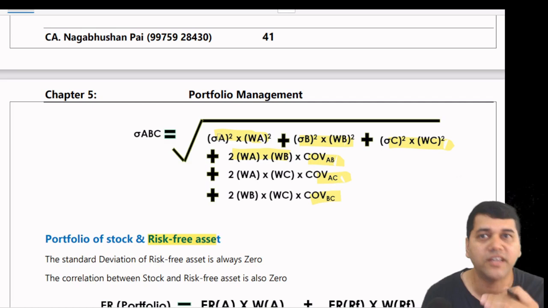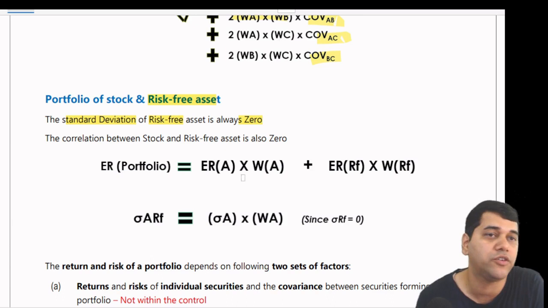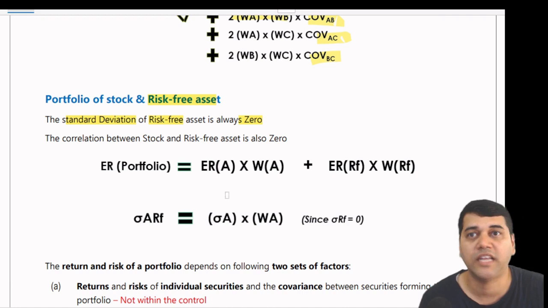Now, what is the standard deviation of the portfolio and risk-free asset? The standard deviation of the risk-free asset is always 0. You have invested in a debenture. What do you expect from a debenture? A 10% coupon. Will they give you? Yes, you are always happy. Why? Because your expectation always matches the reality. So always remember the standard deviation of a risk-free asset like bonds or debentures is always 0.